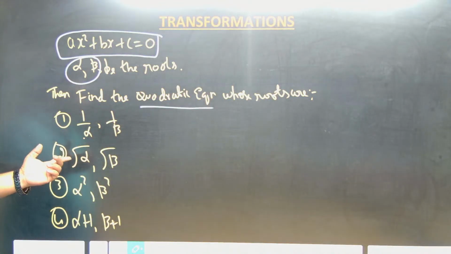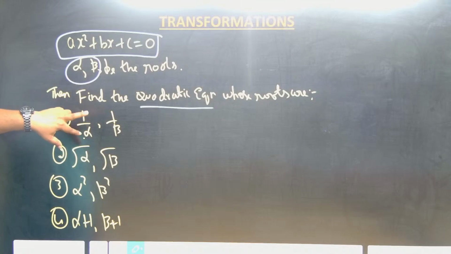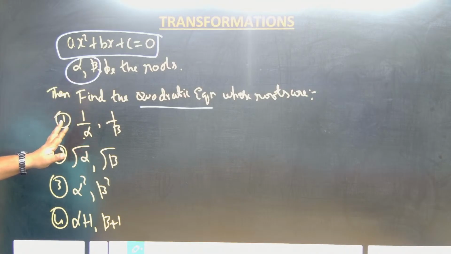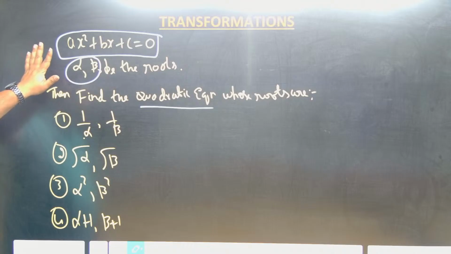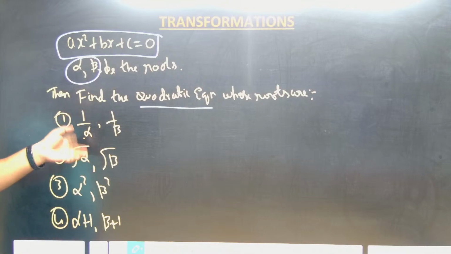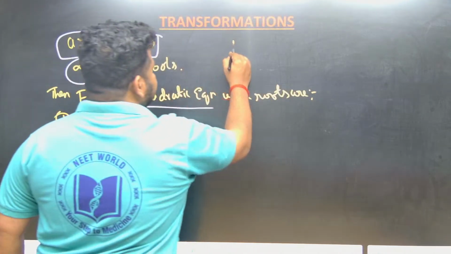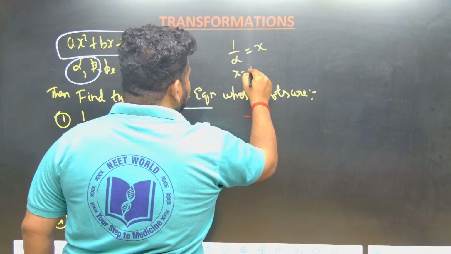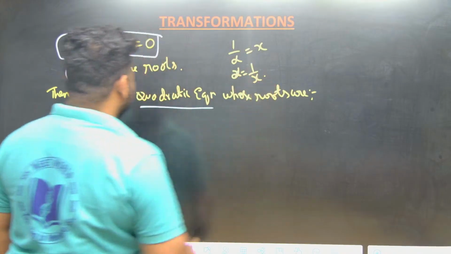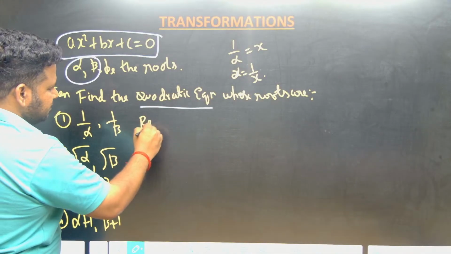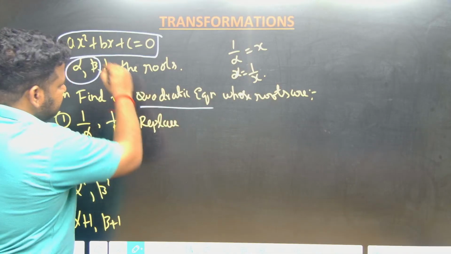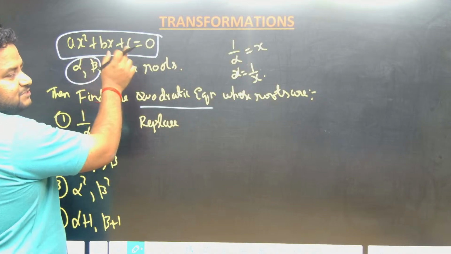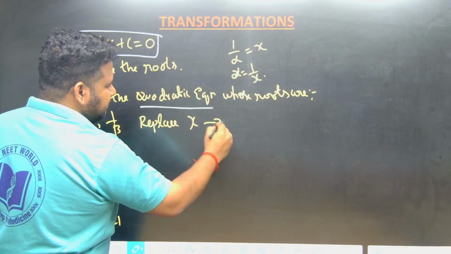For this, what is the quadratic equation they are asking? They have given the roots alpha, beta. For alpha, beta, the quadratic equation we got is ax square plus bx plus c is equal to 0. But suppose we are having the roots as 1 by alpha, 1 by beta, what is the quadratic equation? Suppose I equate 1 by alpha to x, then alpha will become 1 by x. So the shortcut here is to replace x by 1 by x in the given quadratic equation ax square plus bx plus c.